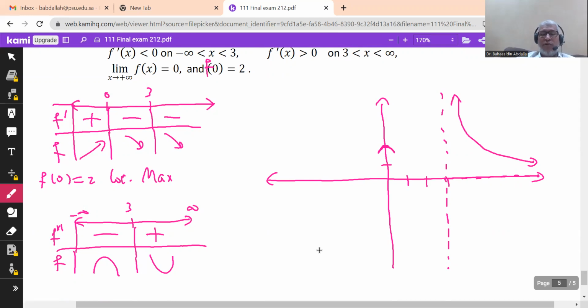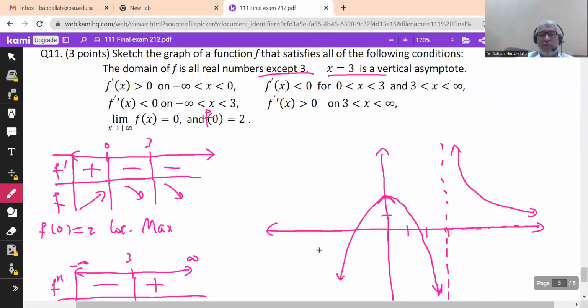While here to the left of 3, this is the local maximum, and the function from negative infinity to 3 is concave down. That's good. So it's just concave down, and it's increasing up to 0. So it's increasing up to here and decreasing here. So that's the graph of this function, or this is a possible graph of the function. It satisfies all the conditions. From negative infinity to 3, concave down. From 3 to infinity, concave up. From negative infinity to 0, it's increasing, decreasing from 0 to 3, and from 3 to infinity.